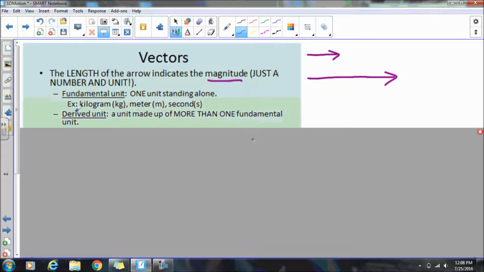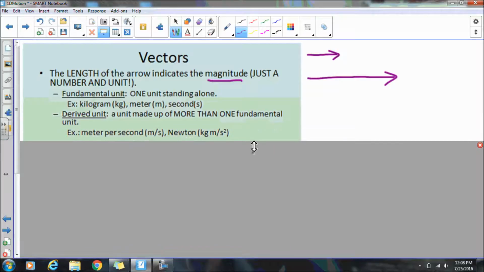A derived unit is one that is made up of more than 1 unit. And it makes sense because the word derived means to create, to build, to construct. And so your unit for a derived unit will have more than 1. So examples: meters per second, meters/seconds. You have meters and you have seconds, 2 different units.